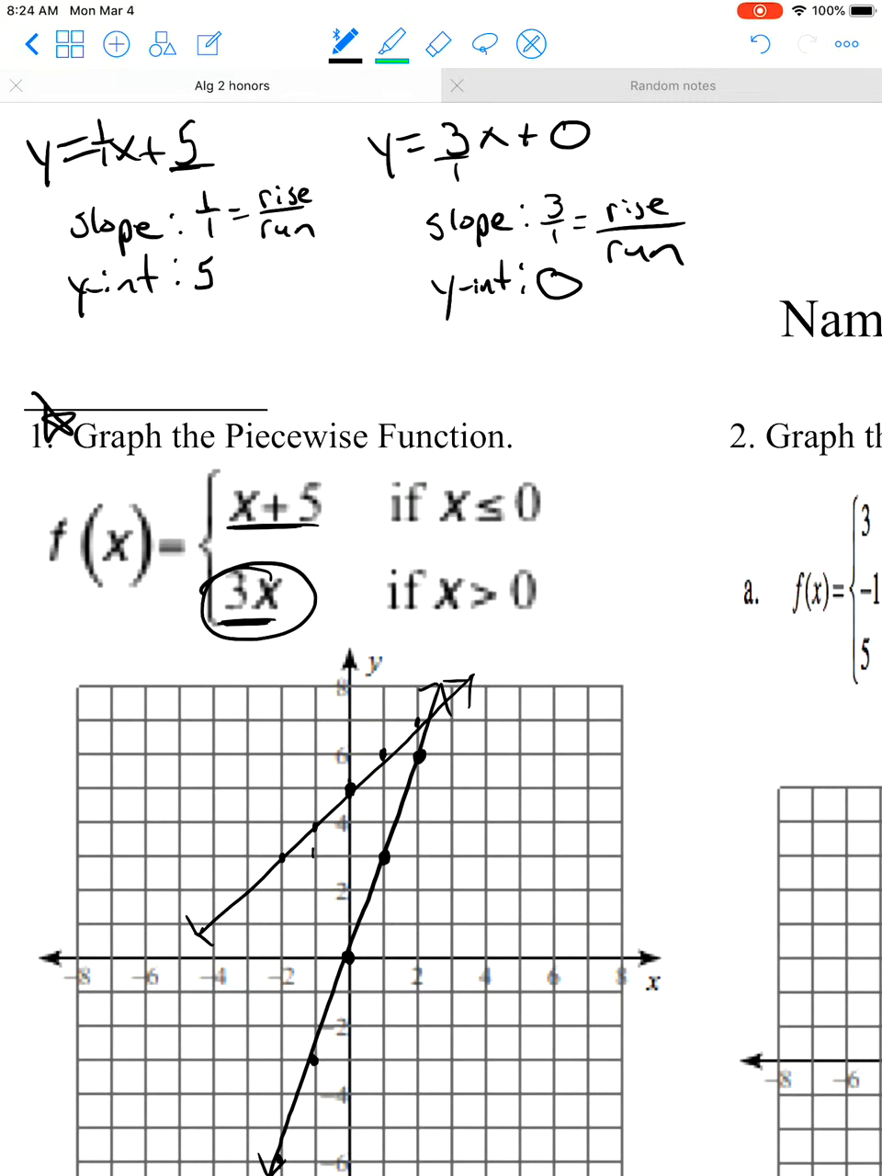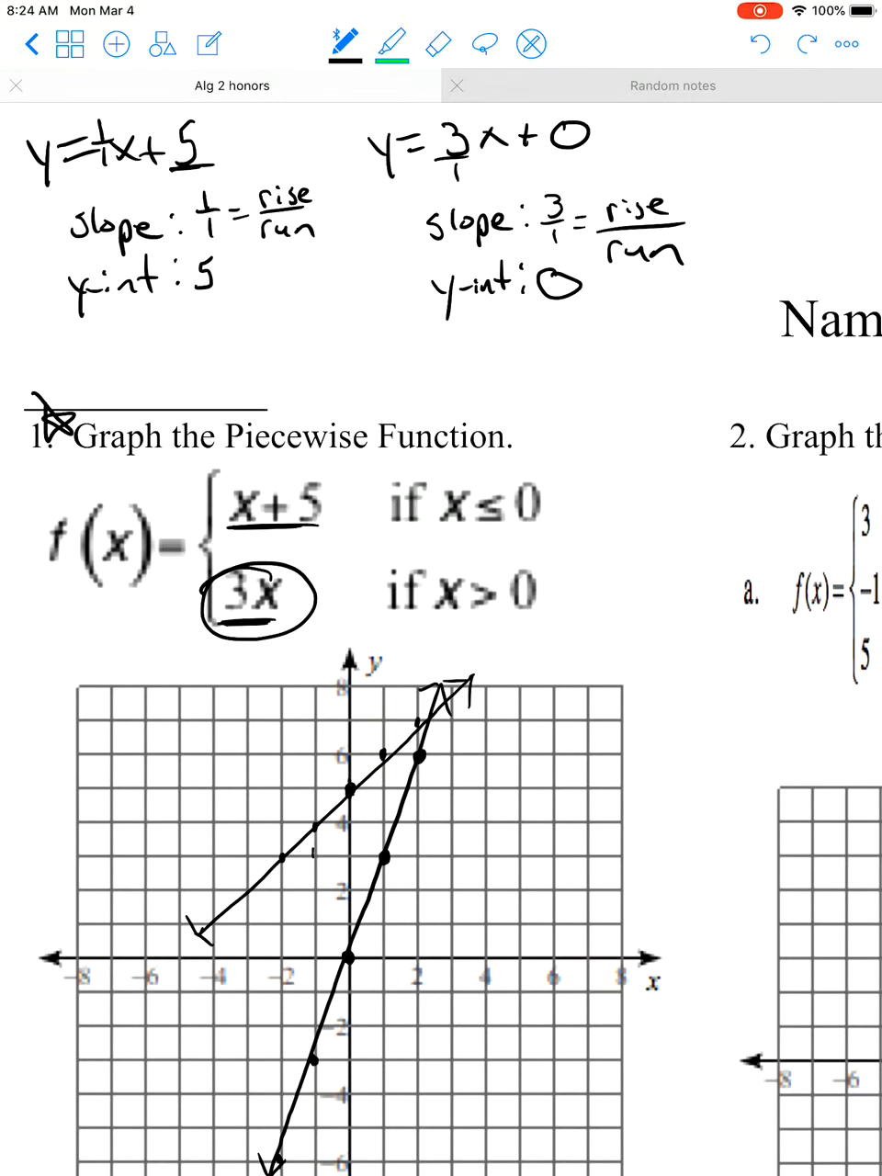Now the next thing I need to do, and notice I graphed those pieces without paying any attention to the domain and or range restrictions. In this case, it's domain restrictions. Now I'm going to actually take those domain restrictions into account. So this first one says that for x plus 5, for this equation right here, x has to be less than 0.